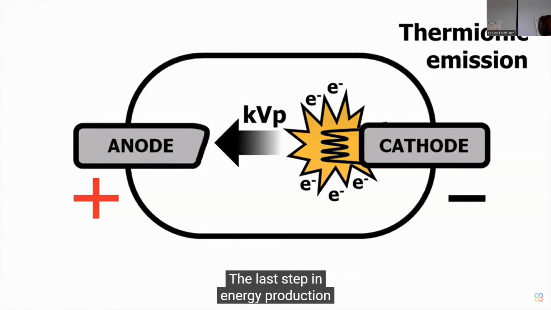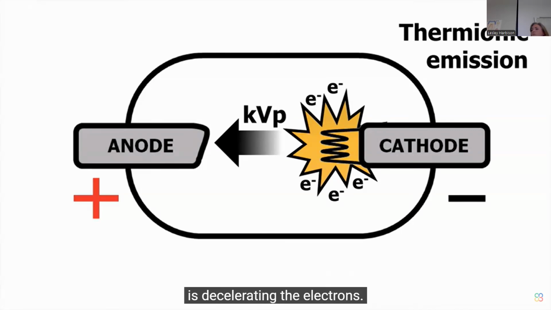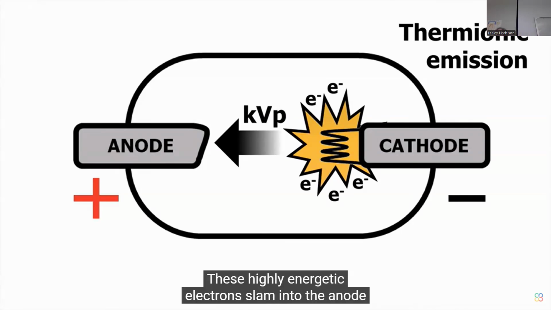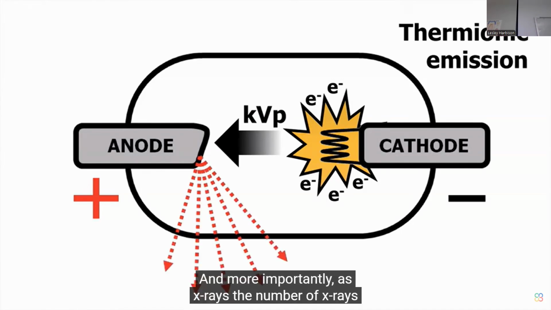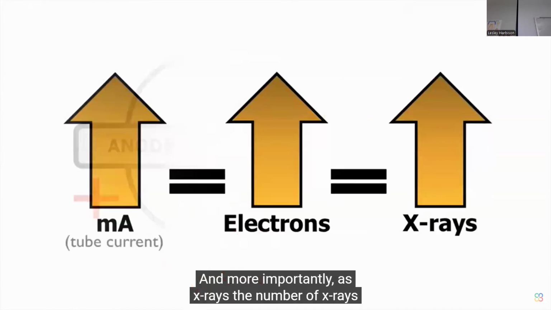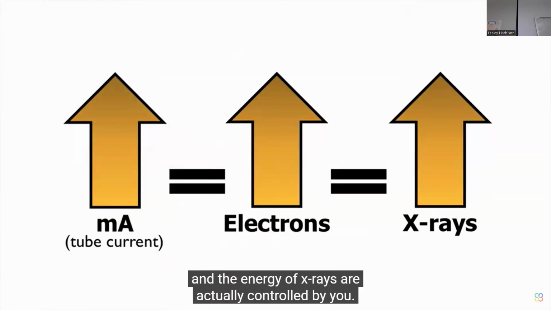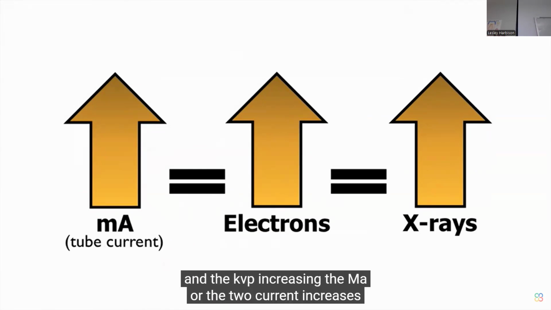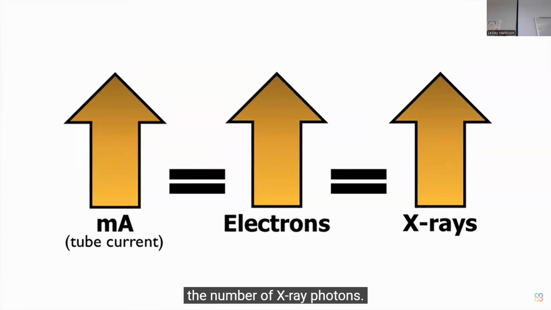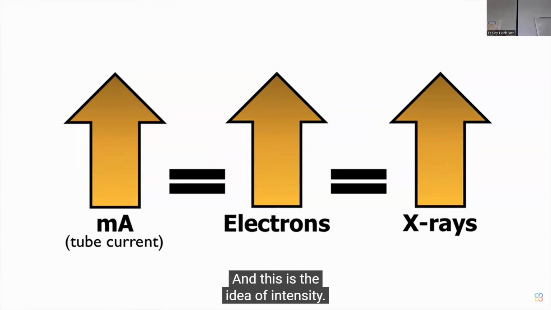The last step in X-ray production is decelerating the electrons. These highly energetic electrons slam into the anode of the X-ray tube, and in the process of decelerating, they actually release their energy as heat and, more importantly, as X-rays. The number of X-rays and the energy of X-rays are actually controlled by you, the technologist, using the mA and the kVp. Increasing the mA, or the tube current, increases the number of electrons produced in the X-ray tube. Increasing the number of electrons increases the number of X-ray photons. And this is the idea of intensity.